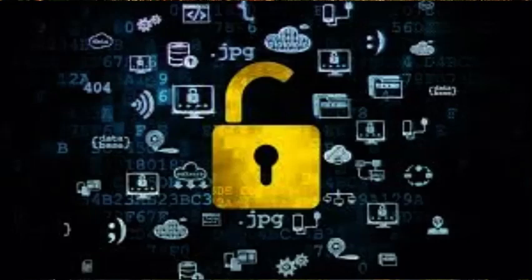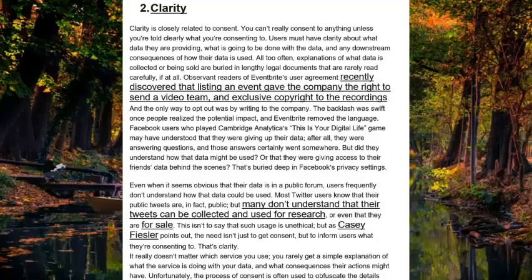The second C is clarity. There is no clarity about our data. Clarity is closely related to consent, but you can't really consent to anything unless you are told clearly what you are consenting to. Users must have clarity about what data they are providing, what is going to be done with that data, and any downstream consequences of how that data can be used and will be used in the forthcoming future. The third one is consistency and trust.